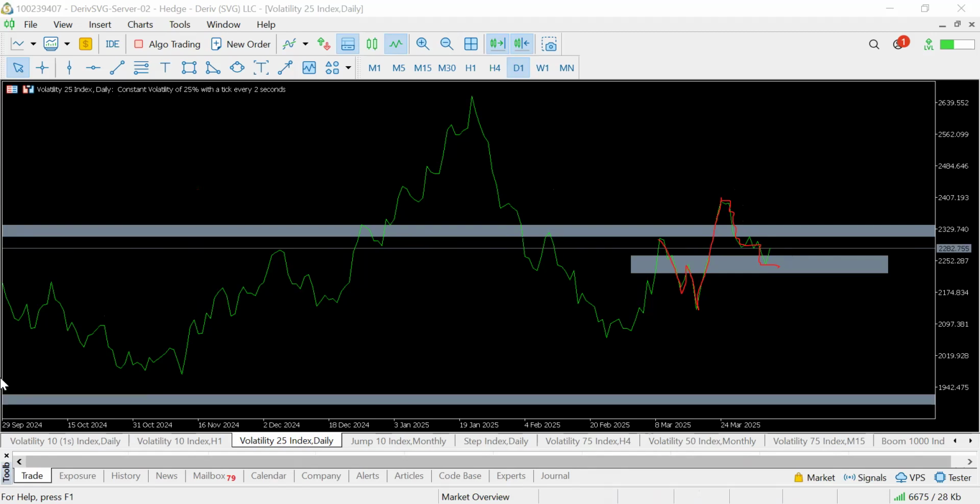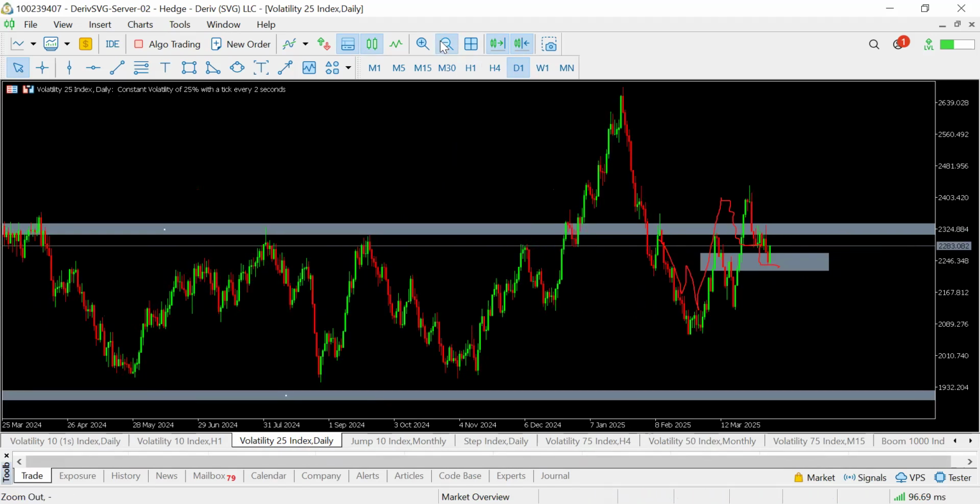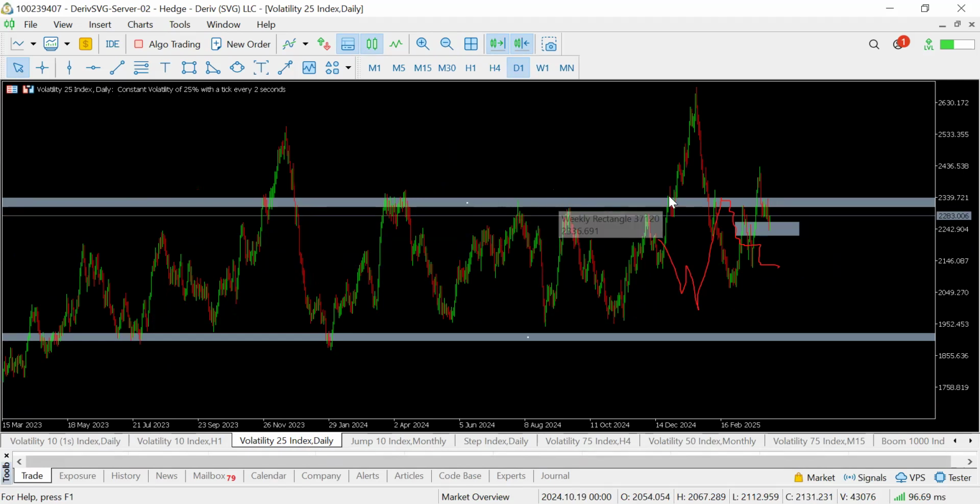Now, normally, if this were a trending market, it would be very easy to say, oh, okay, the market had come to test this structure, it's going up. But let's not forget that there's a strong resistance here.